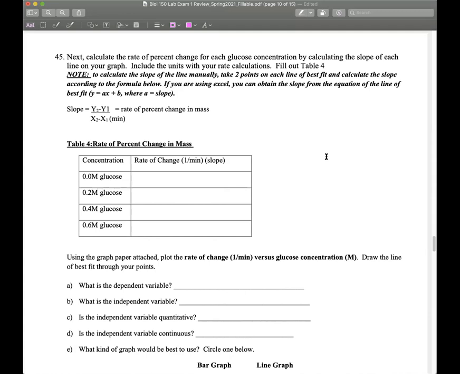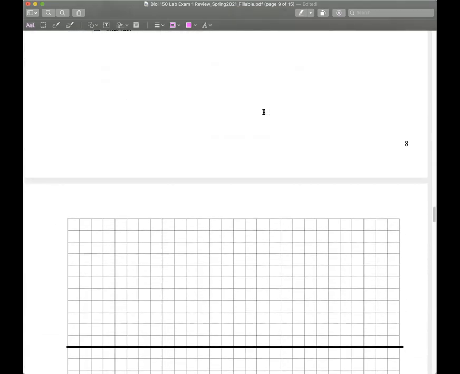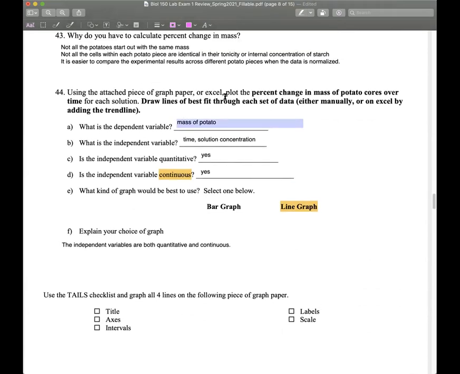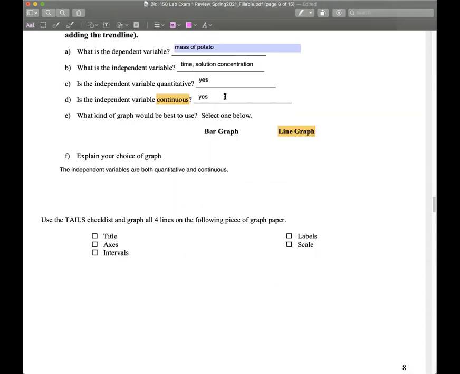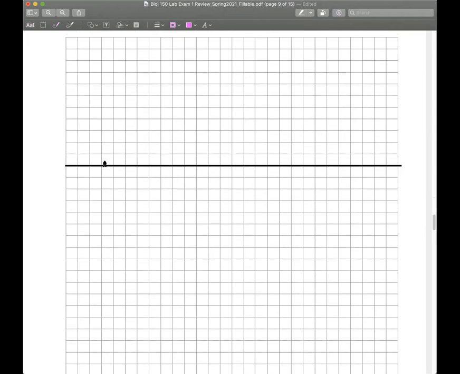So if we had a graph of these different concentrations and our change in mass of your potato, what would we expect that graph to look like? We know it'd be a line graph. On our y-axis, we would have the percent change in mass. On the x-axis, we would have our time, and then we'd have different lines signifying these different solutions. This is similar to what you did in your lab reports that you just turned in.